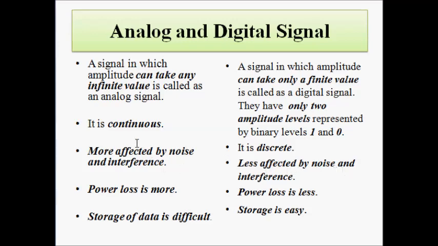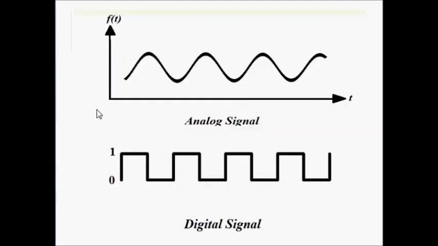Because of the same reason, power loss is more in analog signal, whereas power loss is less in digital signal, because it only considers two voltage levels. Now, storage of data or analog signals is very difficult, whereas digital signals can be stored easily. So, these are some of the important points which are related to a distinction or a comparison between analog and digital signals. So, here an analog signal, for example, we have considered a sinusoidal signal.